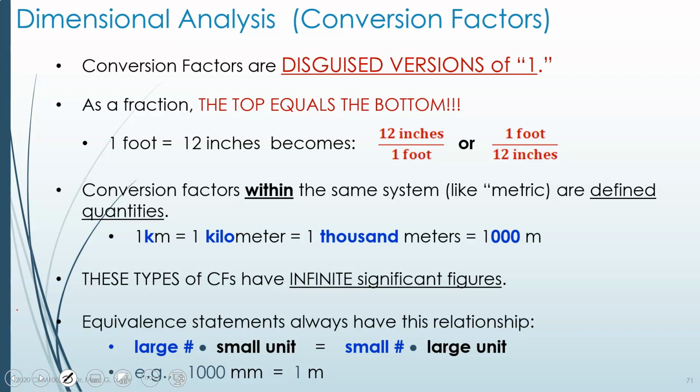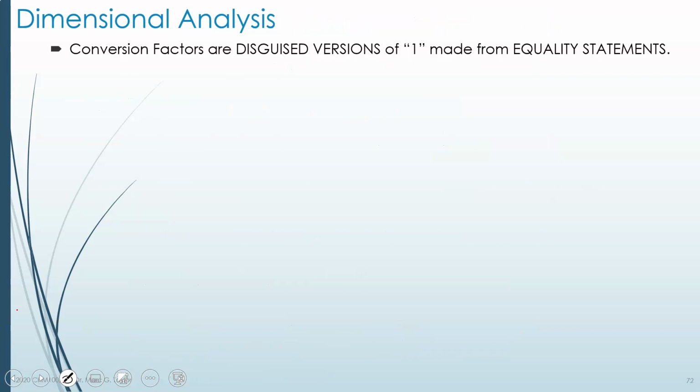And you'll notice the larger number, 1,000, is associated with the smaller unit, millimeter. It's much smaller than a meter. It's 1,000th of a meter. And the smaller number, 1, is associated with the bigger unit, meter. And you'll always see this pattern. Small number with the large unit, large number with the small unit.